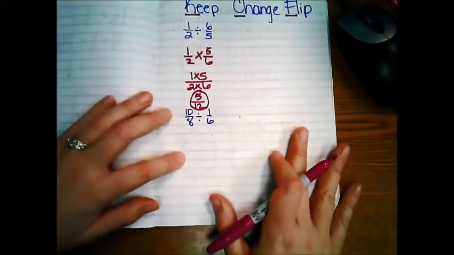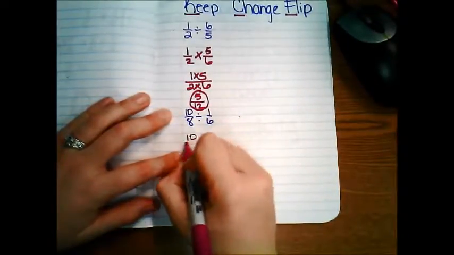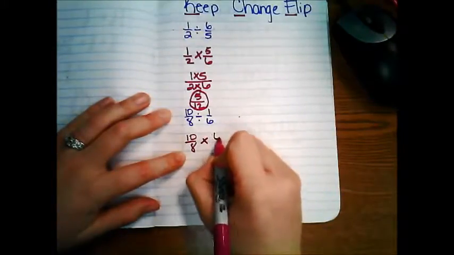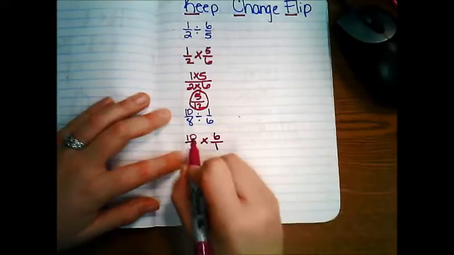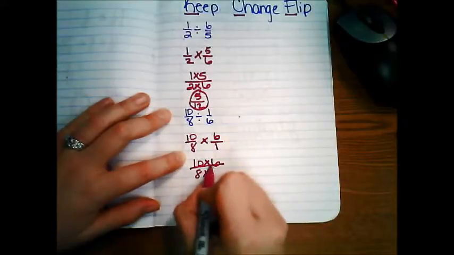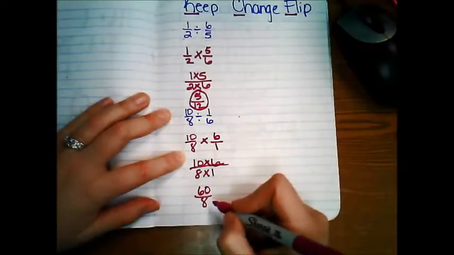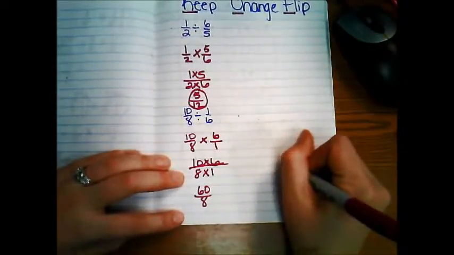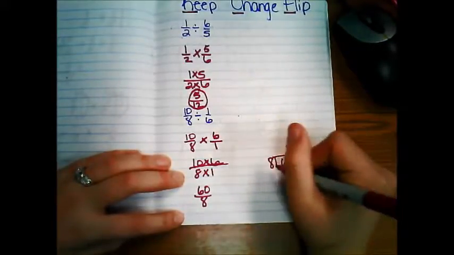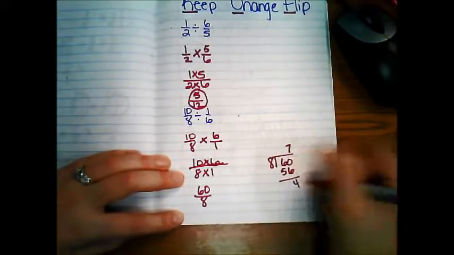So here's another example. 10/8 divided by 1/6. So here we go. We're going to keep our first one, change the division sign to a multiplication sign, and flip the second number. So 10 times 6 and 8 times 1. So that's 60/8. Well, I need to simplify this improper fraction, so I can go over here and do that. 8 can go into 60 7 times because 8 times 7 is 56. That leaves me with a remainder of 4.